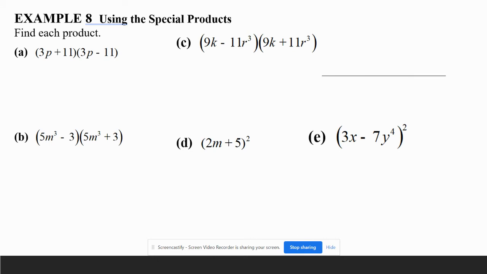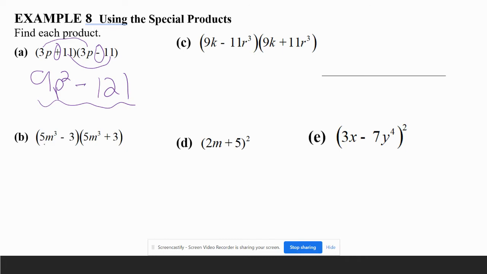Looking at example A, I have 3p and 3p, and then 11 and 11, plus minus. That means this is going to be a difference of squares formula. So we can do 3p times 3p, which is 9p squared. 11 times 11, which is 121. And then subtraction. Remember, a positive times a negative is always a negative. And so this would be my answer to that.